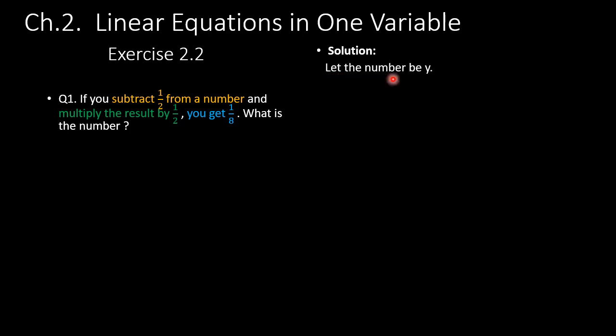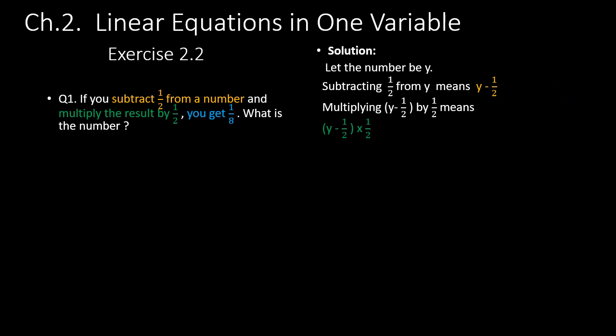Let the number be y. You can take any variable instead of y. Generally we take x, but many times confusion comes between x and the multiplication sign. So I generally take y as the variable. Subtracting 1 by 2 from y means y minus 1 by 2. Multiplying the result, y minus 1 by 2, by 1 by 2 means y minus 1 by 2 into 1 by 2.